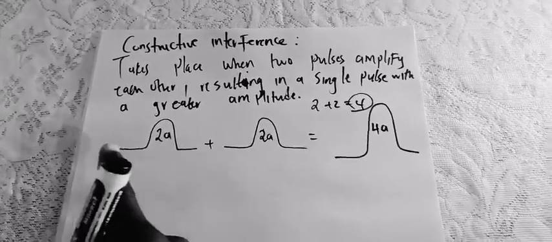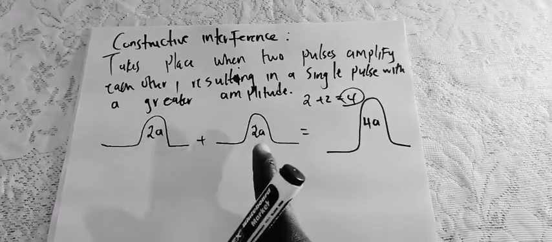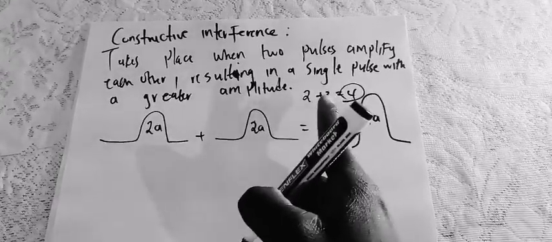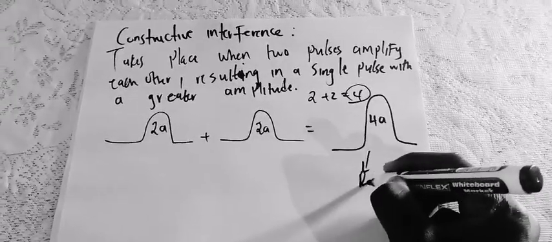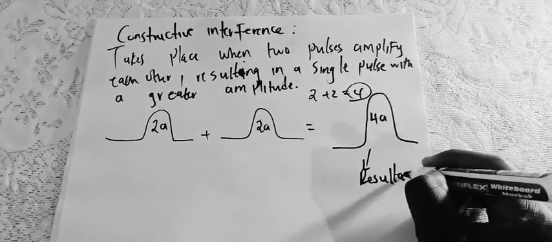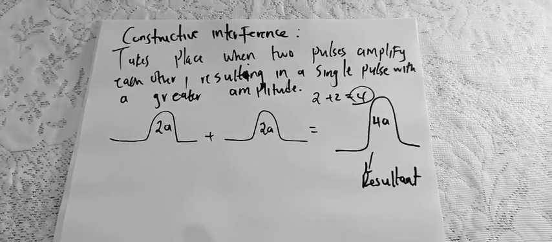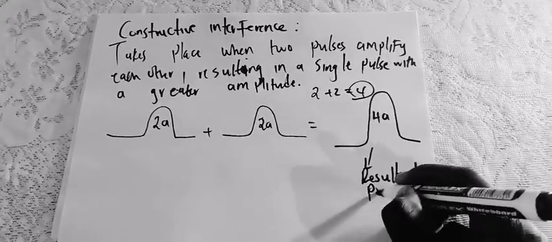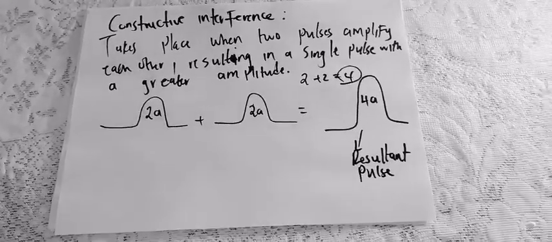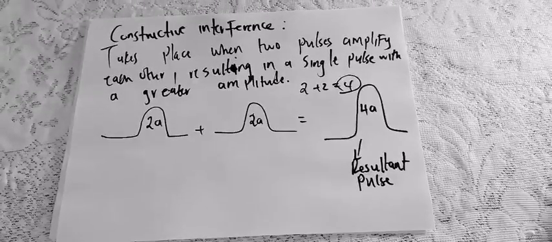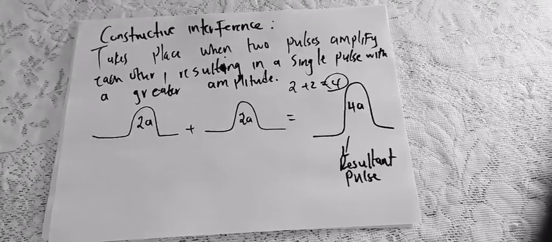I don't know if you get that. As these two pulses are pointing upwards, in other words, you are adding them together, what? A single pulse with a greater amplitude. This one is the resultant pulse. So constructive interference takes place when two pulses add each other, resulting in a single pulse with a greater amplitude.